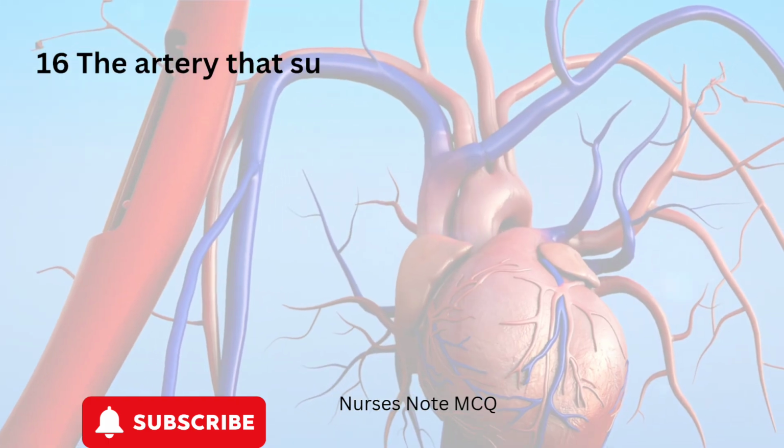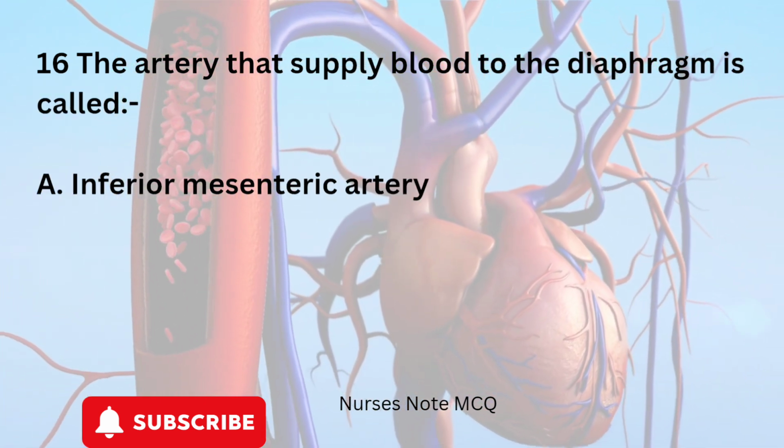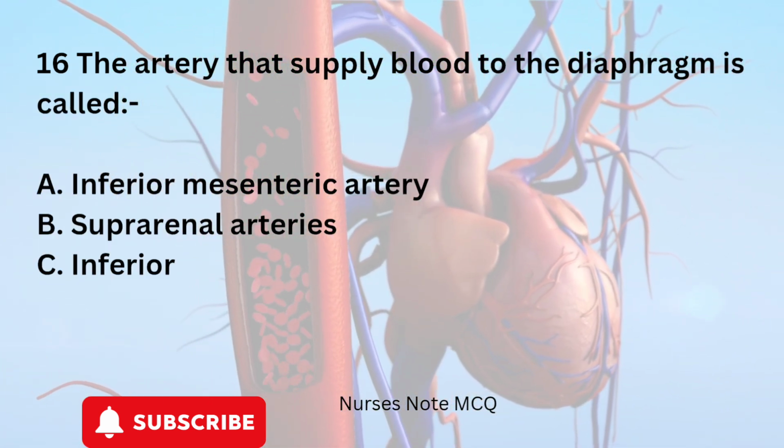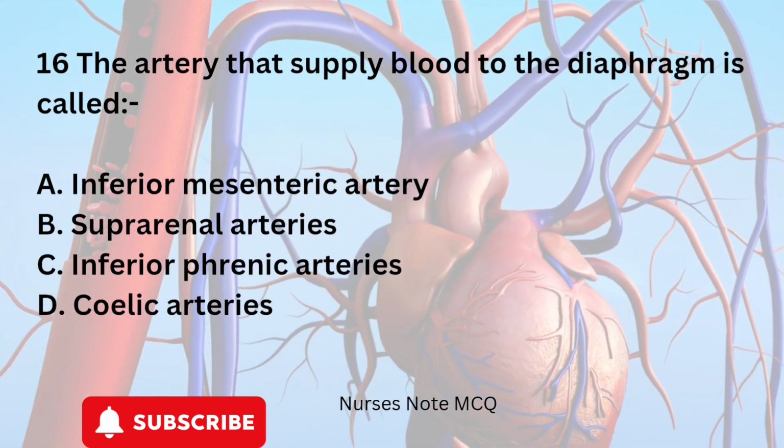The artery that supplies blood to the diaphragm is called A. Inferior mesenteric artery, B. Suprarenal arteries, C. Inferior phrenic arteries, D. Colic arteries.